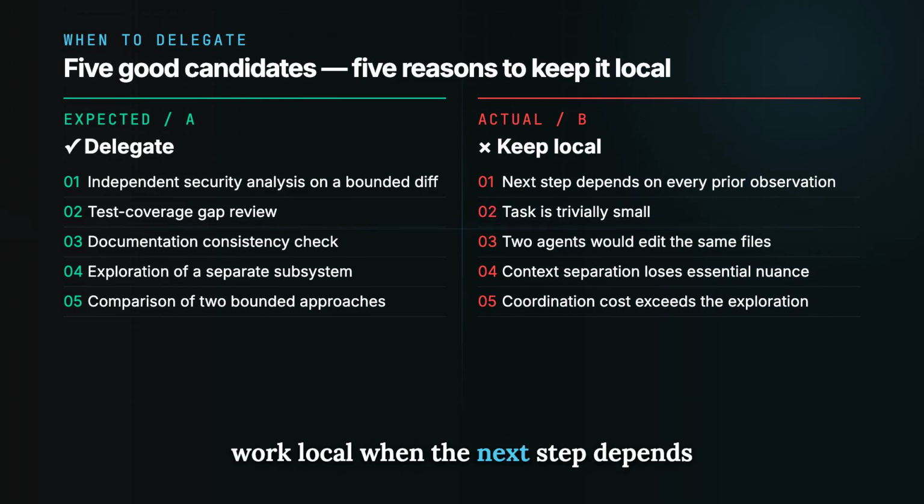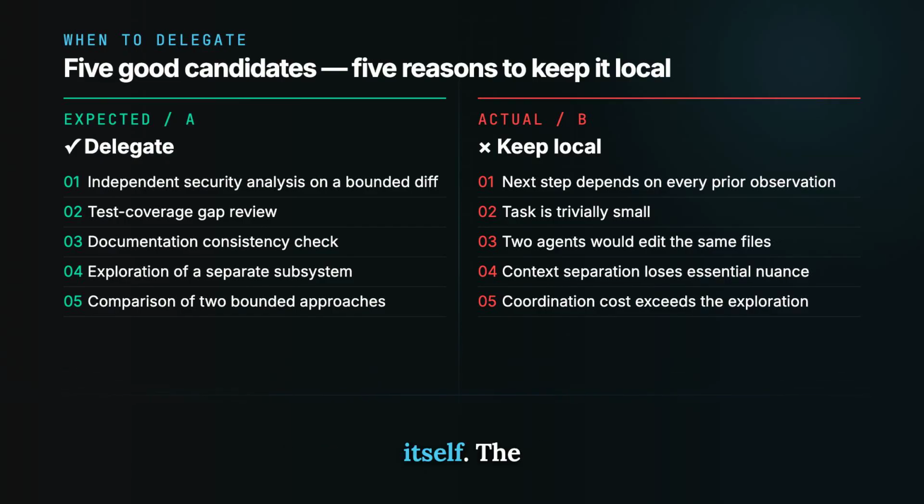Keep work local when the next step depends immediately on each observation, when the task is tiny, when 2 agents would edit the same files, when context separation would lose essential nuance, or when coordination cost exceeds the exploration itself. The rule of thumb: if the synthesis step needs everything the agent read, you did not save anything by delegating.